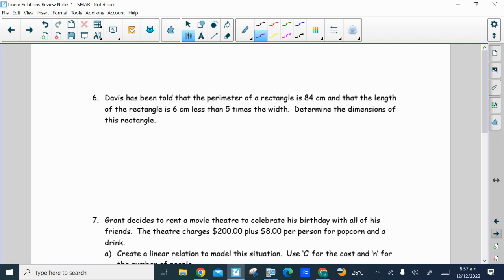All right, so this is what we did on Thursday. Davis has been told that the perimeter of a rectangle is 84 centimeters, and that the length of the rectangle is 6 centimeters less than 5 times the width. Determine the dimensions of this rectangle. The perimeter is 84, so that's the distance all the way around.